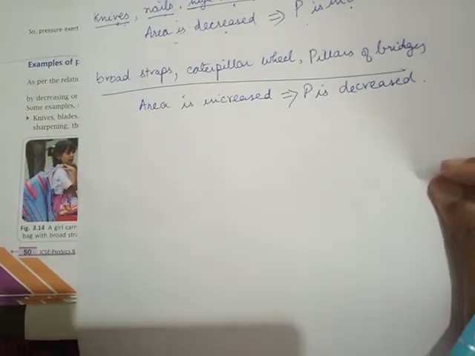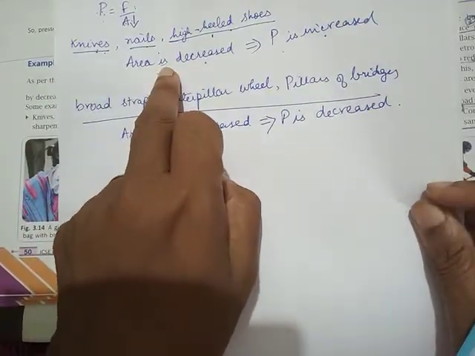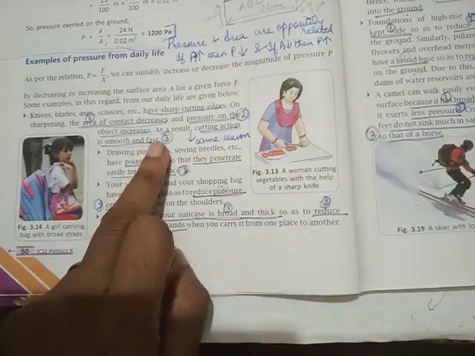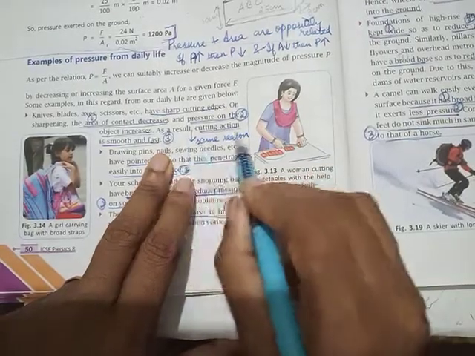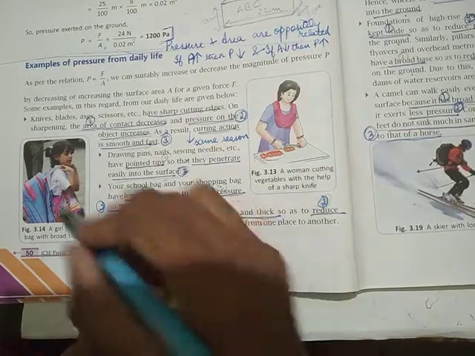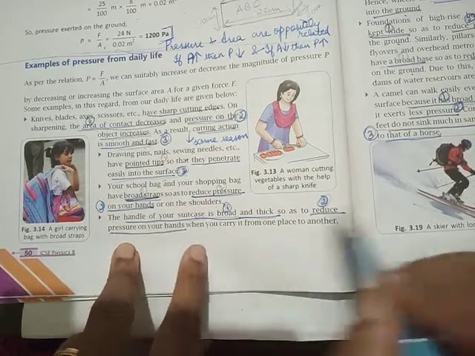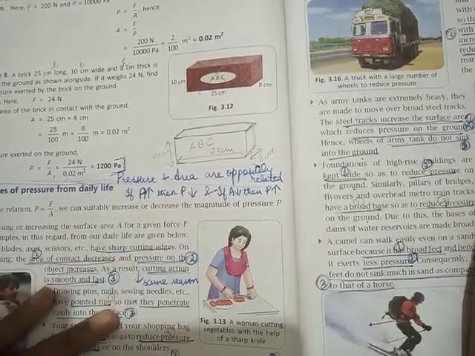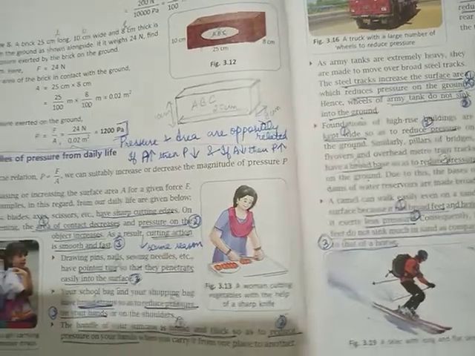As I remember from one other video I told you, you will write 3 points. First is about area decrease or increase, then about pressure, and then the third one, how it helps you. Because of that, what happens? As a result, cutting action is smooth and fast. As a result, they penetrate easily into the surface. As a result, the pressure on your hand or shoulder is less. As a result, it is easy to carry from one place to another. Here, as a result, it is difficult to walk with high heel sandals or shoes. So you need to write that also, what happens because of that.